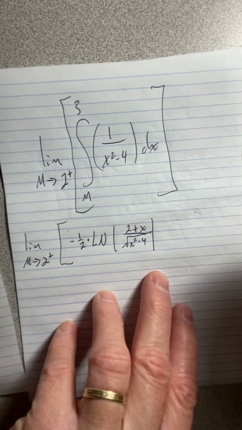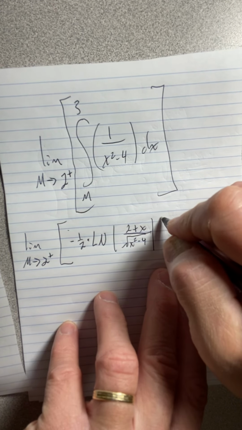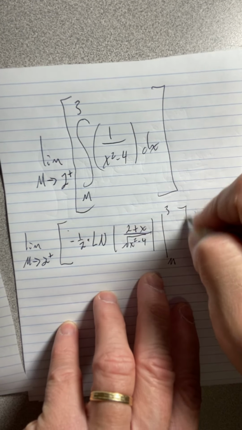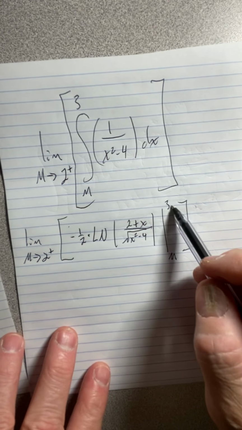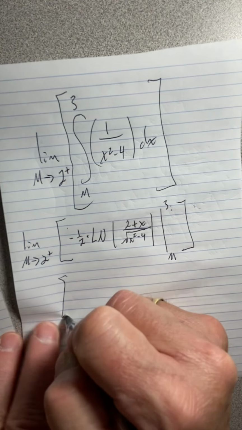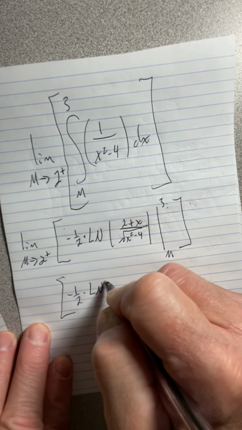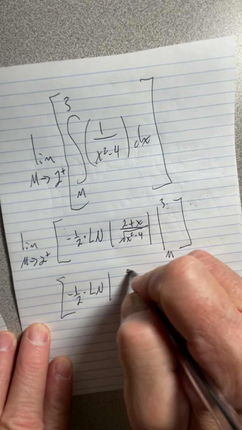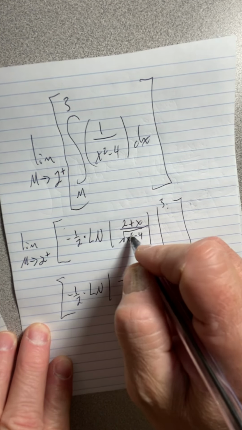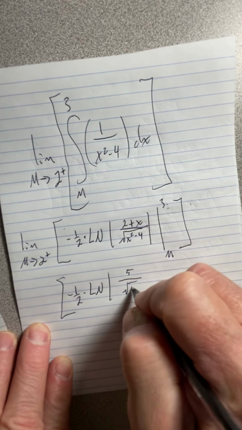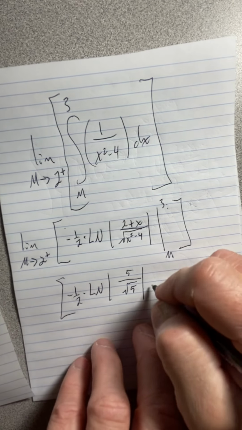And I don't need the plus c because this is a definite integral, and we're doing it from m to 3, okay? So first thing I do is plop in 3. So I get -1/2 times the natural log of the absolute value of 5 over the square root of 3 squared, which is 9, minus 4, is 5, and it's under a radical.